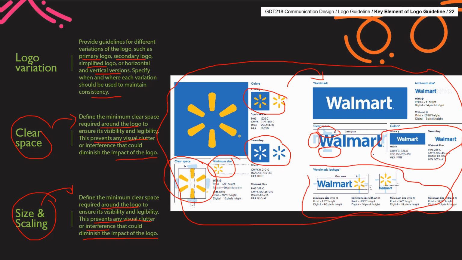Okay, so the detailed explanation about the logo variation, clear space, and size scaling of the Walmart logo is to make sure of the consistency and also that the logo is not diminished because of the visual clutter of the brand identity of the Walmart logo design.